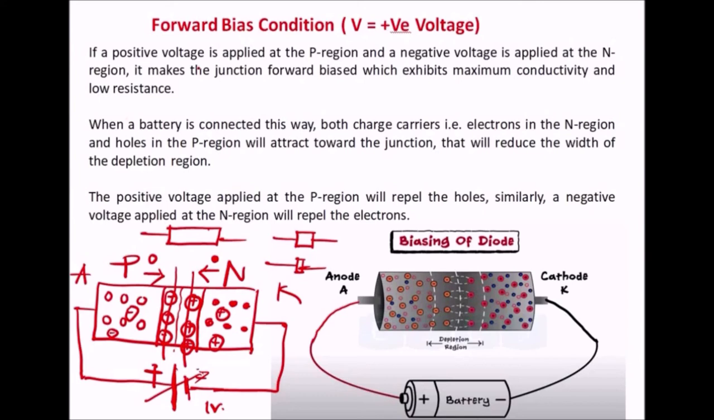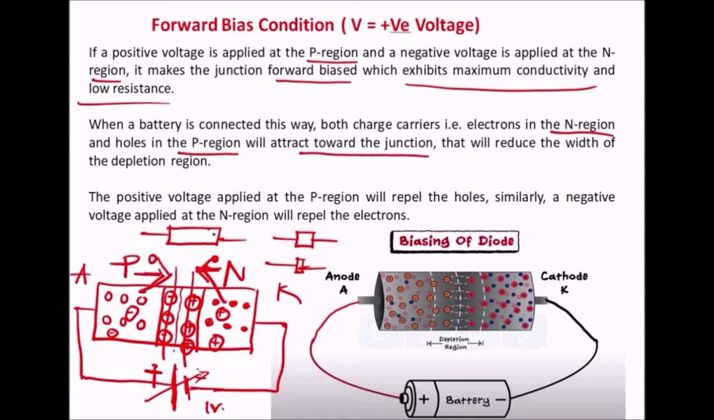What I said here is that if a positive voltage is applied to the P region and the negative voltage is applied to the N region, it makes the junction forward bias. This is the first point. Now, when a battery is connected in this way, both charge carriers, that means electrons in the N side and holes in the P side, will be attracted towards the junction. That will reduce the width of the depletion region. The positive voltage applied at the P region will repel the holes. Similarly, the negative voltage applied at the N region will repel the electrons.